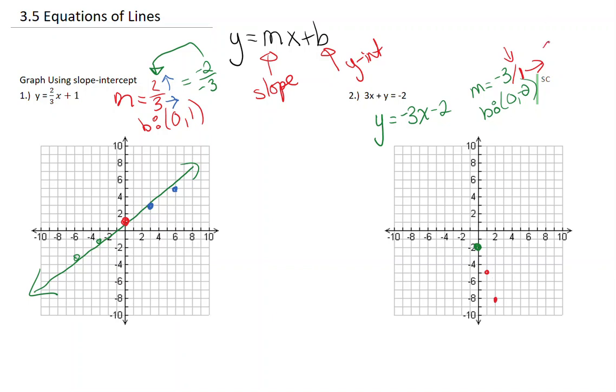And again, the opposite of this would be +3, -1. So now up and left. I go back to that (0, -2), I go up 3, left 1. Up 3, left 1. And then again, use that straight edge to connect. And again, we talked about this before. If we look at this first graph, it starts low and goes high, left to right. That's a positive slope. Whereas number 2, it starts high and goes down. That's a negative slope.